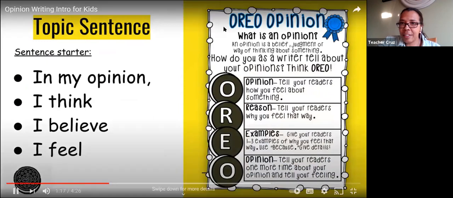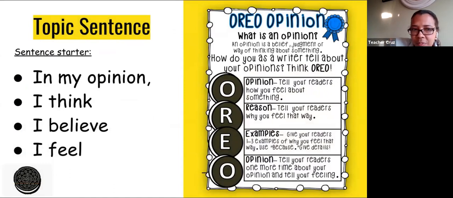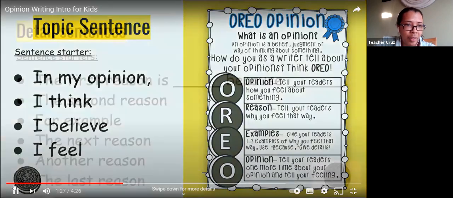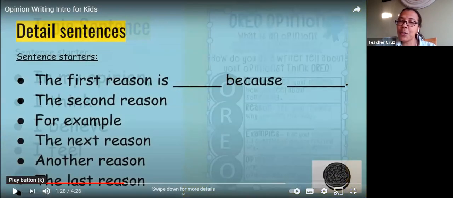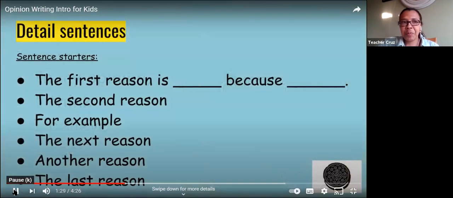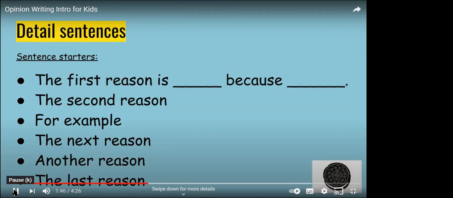These are some sentence starters that you can use to write your topic sentence. You could say, in my opinion, I think, I believe, or I feel. Those are the sentences we're going to start with, because today we're writing about an opinion. You can use them when you're starting your paragraph. Detail sentences. These are some sentence starters that you can use to write detail sentences in your paragraph. The first reason is blank because blank. The second reason, for example, the next reason, another reason, or the last reason.